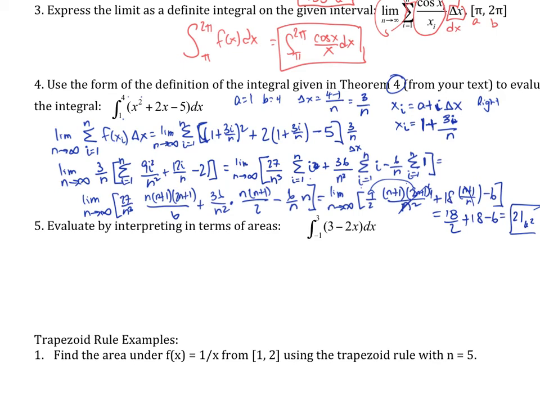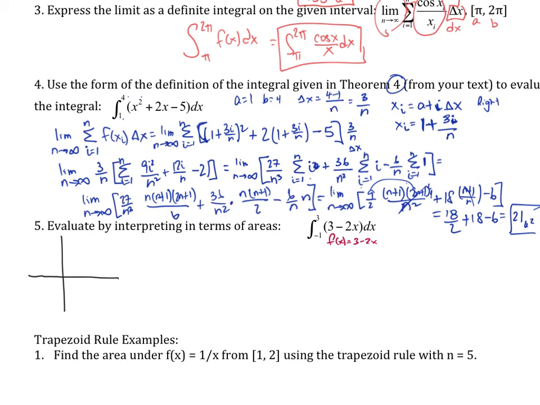Next, it says evaluate by interpreting in terms of areas. All right, let's see what we can do here. We have the integral from -1 to 3 of 3 minus 2x. So our function is 3 minus 2x. Let me graph that for you guys real quick. And we end up with this situation.